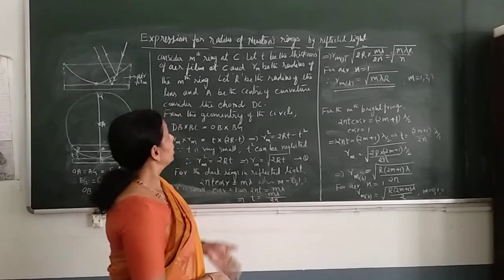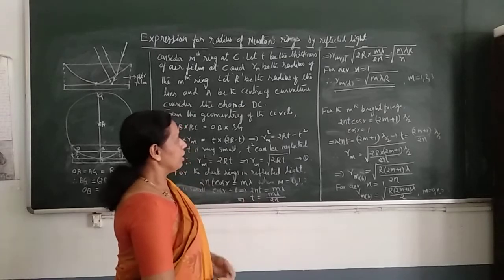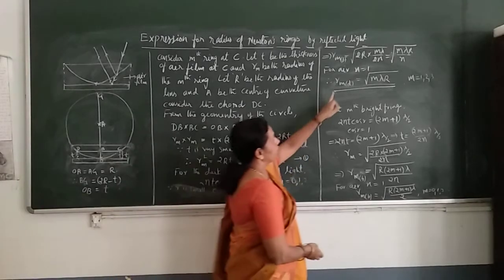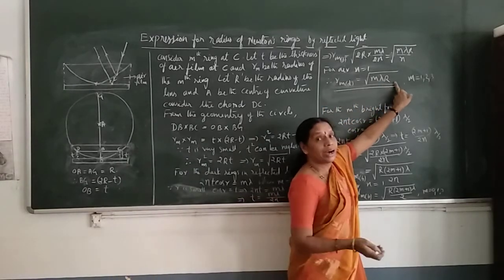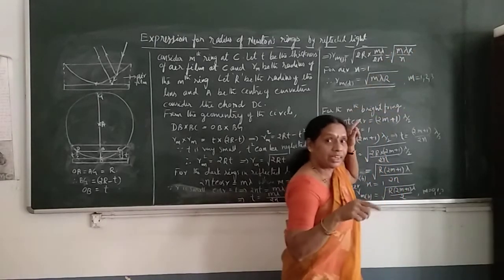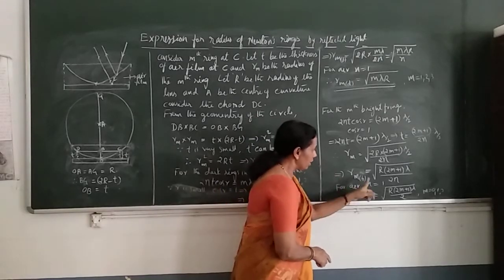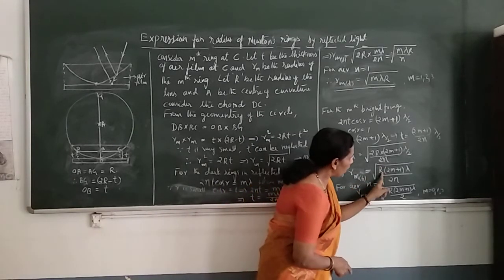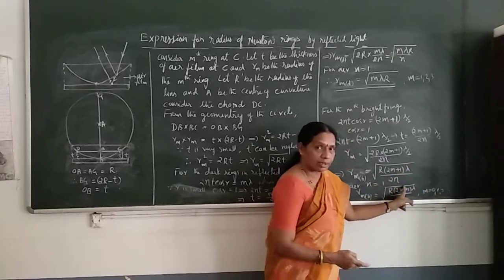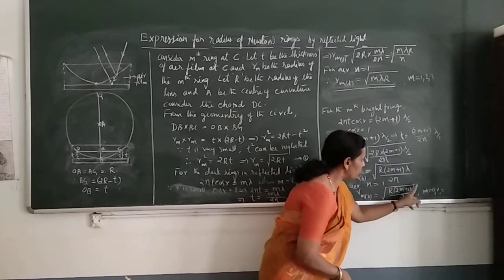And this is about the radius of Newton's rings, either bright or dark. For a dark ring, the radius is given by root of m lambda R in air, or it is root of m lambda R by n in any other medium having refractive index n. For a bright ring, the radius is root of R into (2m plus 1) lambda by 2n for any medium. For air, it is square root of R into (2m plus 1) lambda by 2.